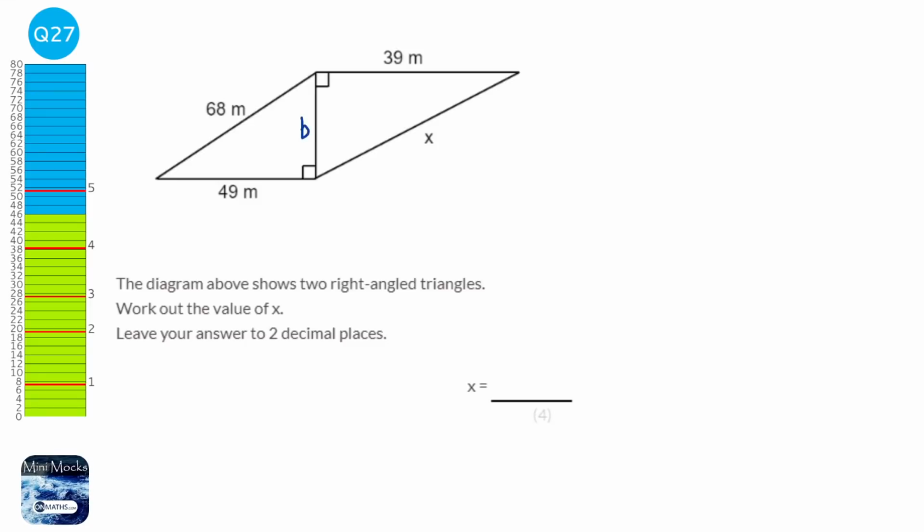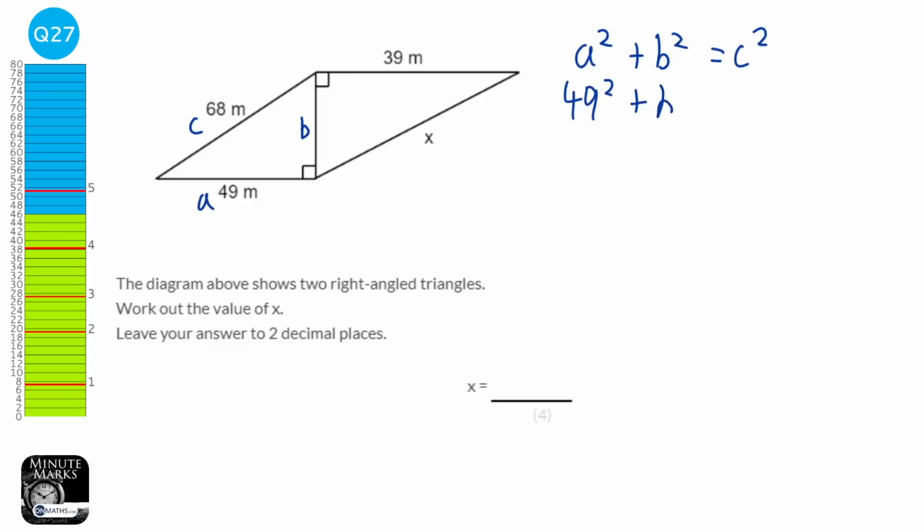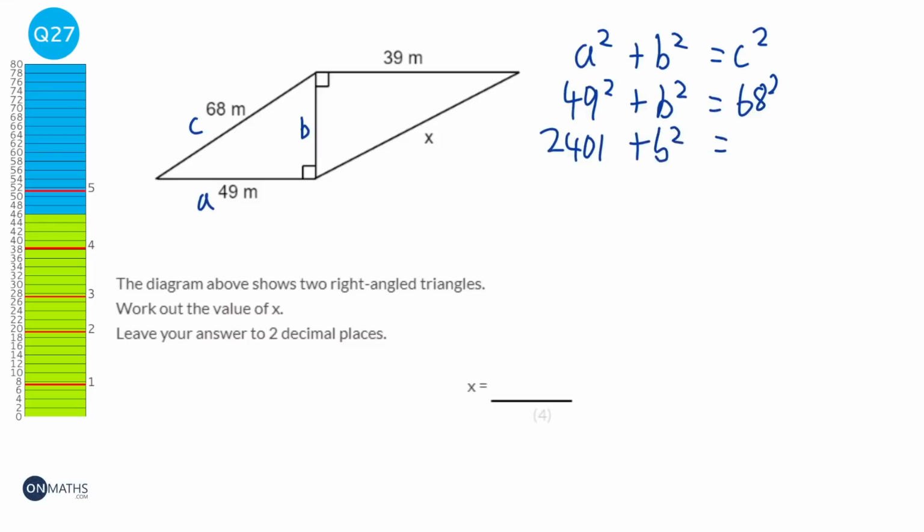We can't work out what x is straight away, but we can find this value here. And we know with Pythagoras we can find a third length if we've got the other two in a right angle triangle. So a squared plus b squared equals c squared. And a and b were labelled. C is always opposite the right angle. So it'd be 49 squared plus b squared equals 68 squared. And 49 squared is 2,401. And 68 squared is 4,624. So we are solving here, so let's get our lines down.